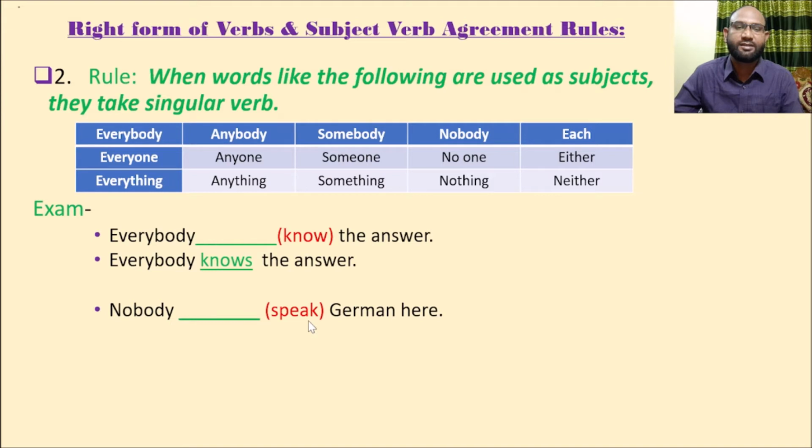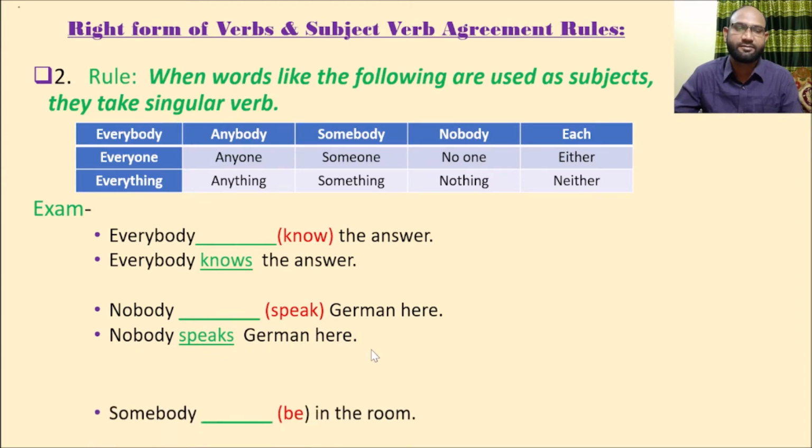Next one, nobody. Nobody dash, in the bracket speak, German here. So after nobody we will use the singular form of verb, speaks. Look at the solution. Nobody speaks German here.